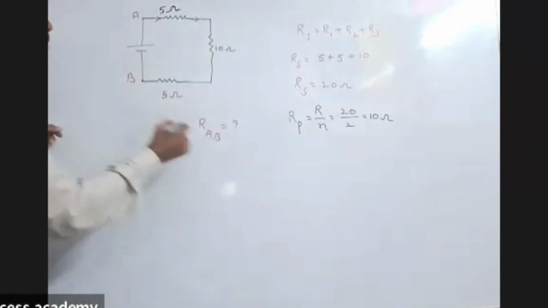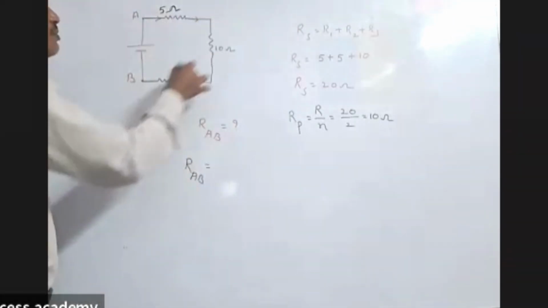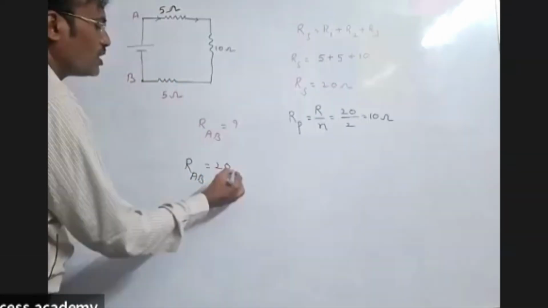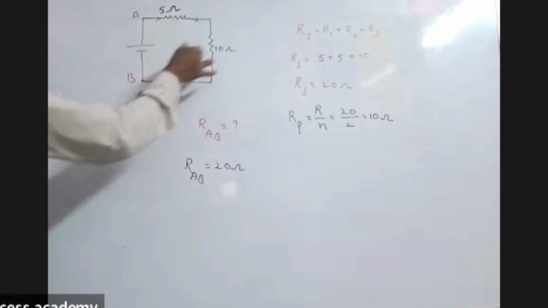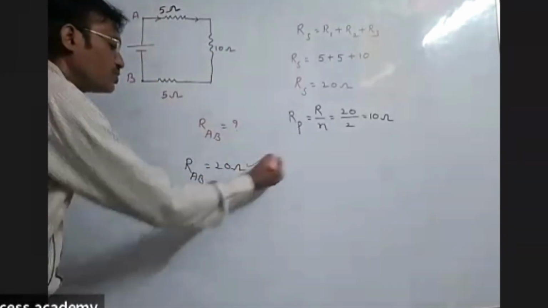Now RAB is equal to these three in series combination. So 5 plus 10 is 15, plus 5, the value is 20. Why? Because in series combination the formula is R1 plus R2 plus R3. So this is the option.